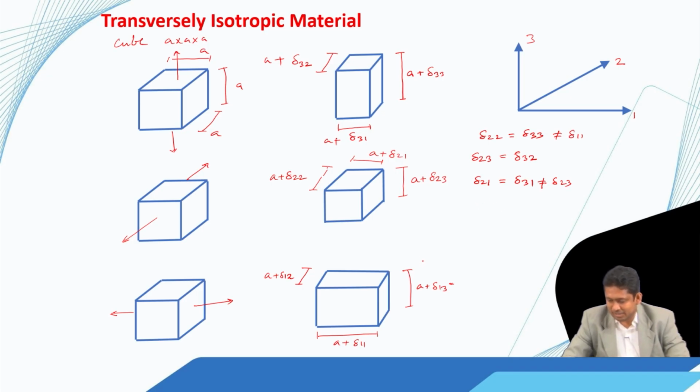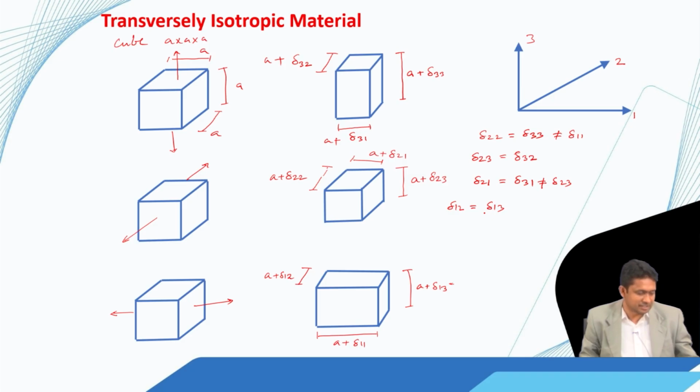Now, if I look at the effect of loading in direction 1, the effect of loading in direction 1 on direction 2, delta 12, is going to be the same as the effect of loading along direction 1 on direction 3, because 2-3 is the plane of isotropy. So, that just briefly says how this material behaves along certain loading conditions.